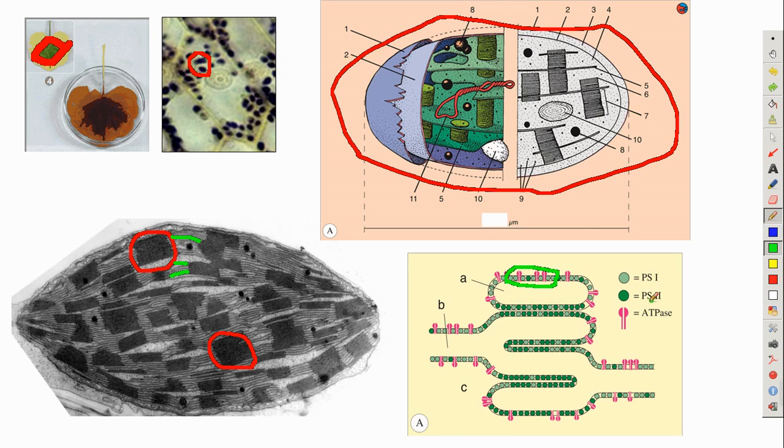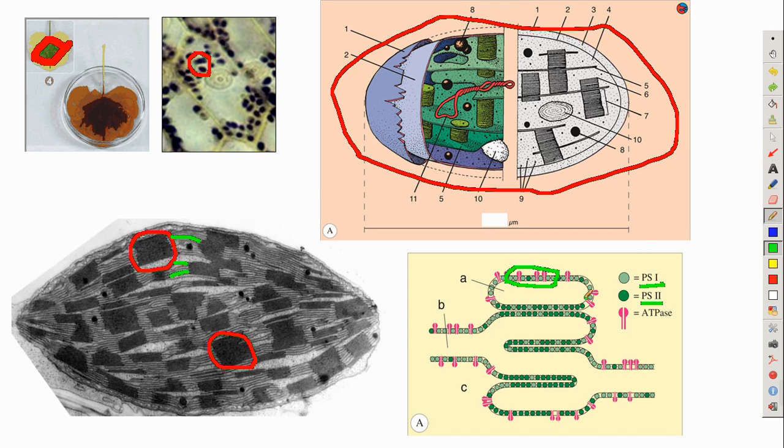photosystems. Photosystem 1, photosystem 2. They are structures which have many pigments, and it's these pigments which will use the energy of light to enable photosynthesis to occur. We have something called ATPase. We'll see later on that this produces ATP, produces energy. We'll see how, but later on.